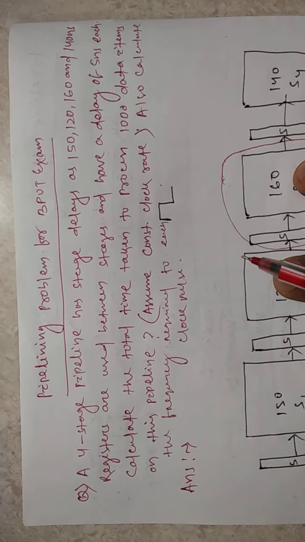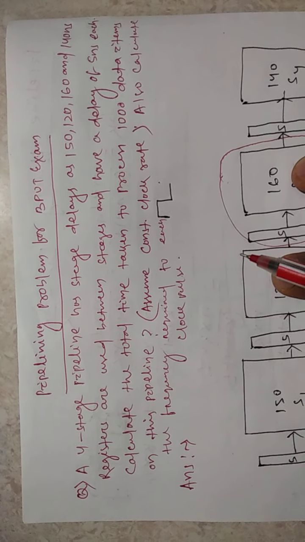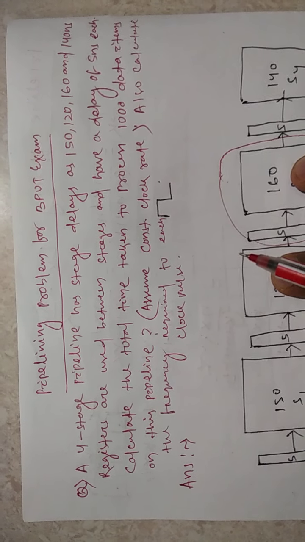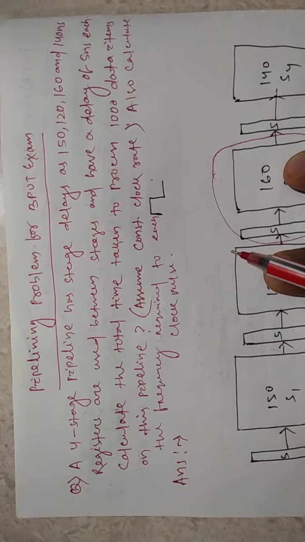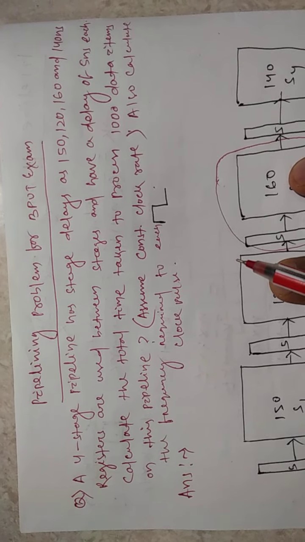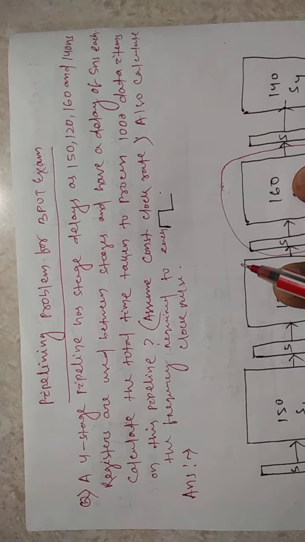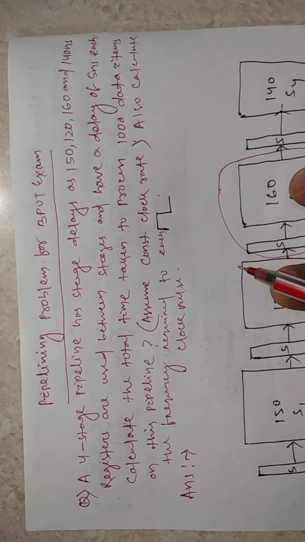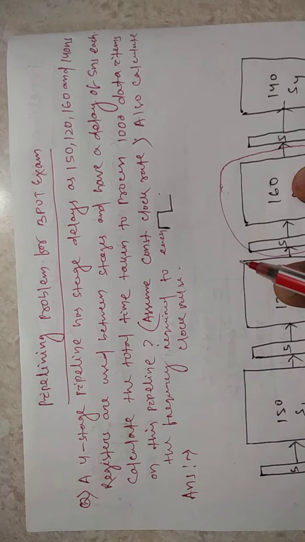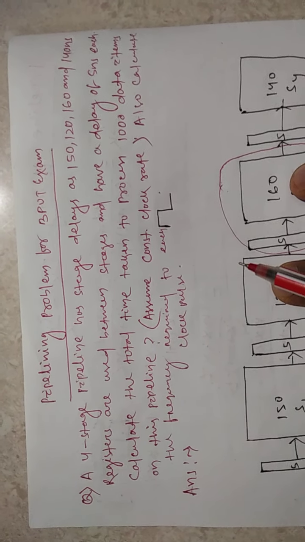So this is a problem of pipeline. This is a problem from the BPUT exam on the topic of pipelining. So the question is: a 4-stage pipeline has stage delays of 150, 120, 160 and 140 nanoseconds.